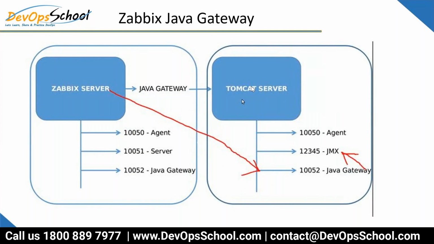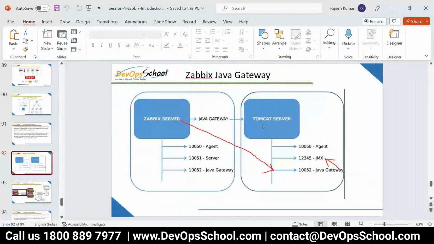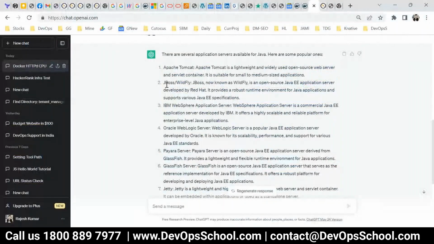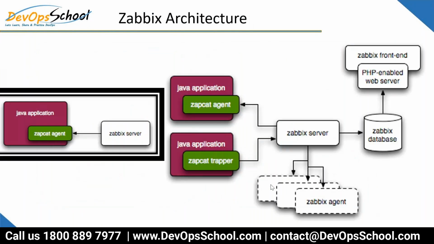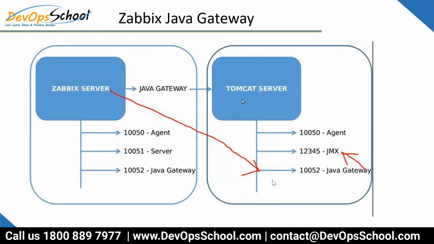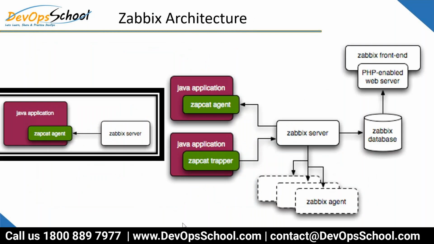So here this Tomcat can be other servers also, like JBoss, WebSphere, WebLogic. Got it? Okay, this is just the architecture. We'll get into the demos also. Again, the same image has been depicted. Here you see Java applications and all the stuff like that.